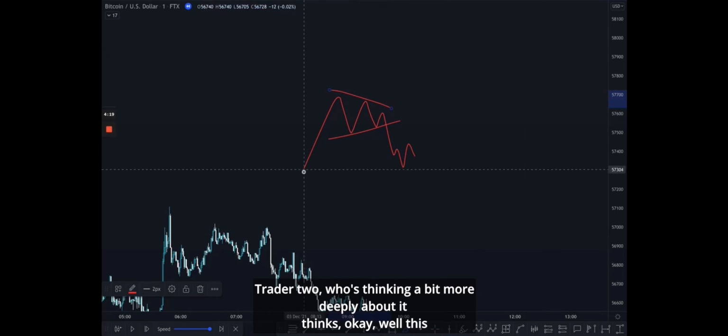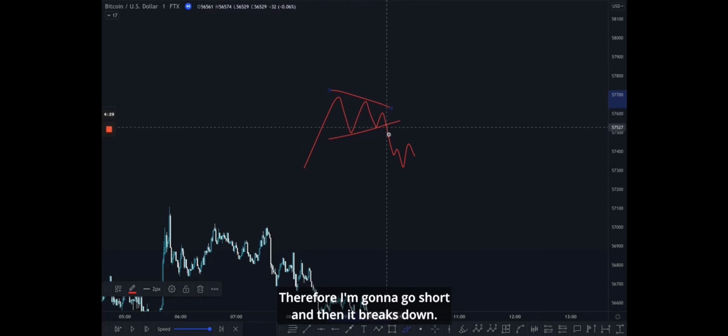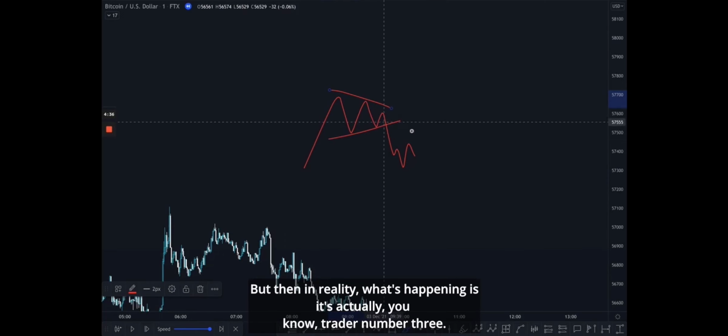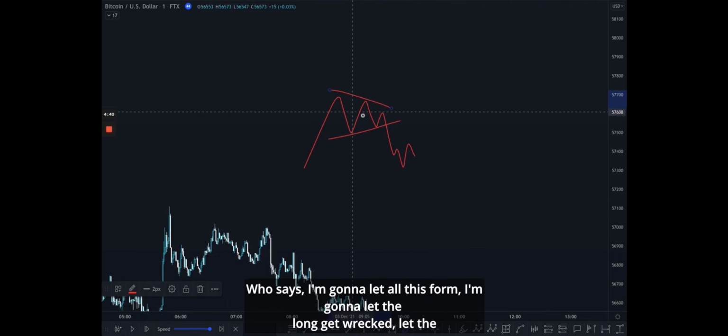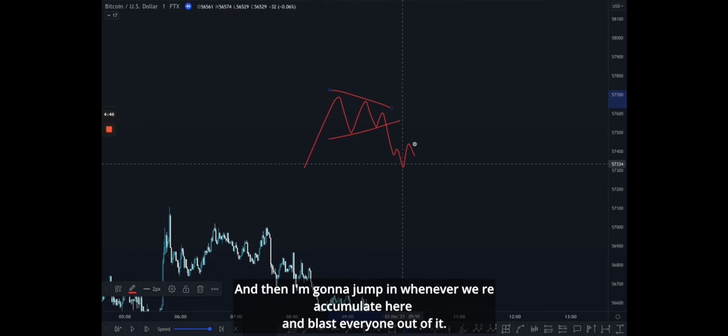Trader two, who's thinking a bit more deeply about it, thinks, okay, well, this is a flag, it's going to be a fake out. Retail is going to go long, therefore I'm going to go short. And then it breaks down, so trader number two thinks that they're right in their thesis, but in reality, what's happening is it's actually trader number three who says, I'm going to let all this form. I'm going to let the long get wrecked, let the short get into his position, and then I'm going to jump in whenever we reaccumulate here and blast everyone out.